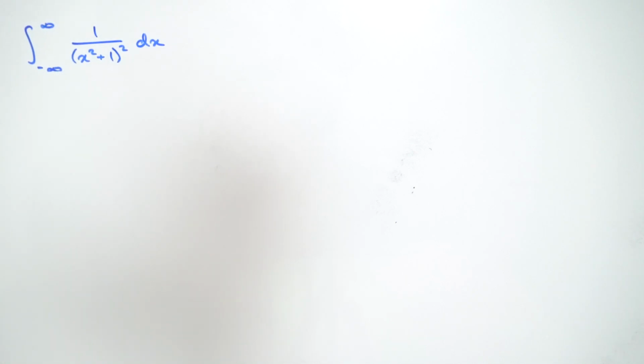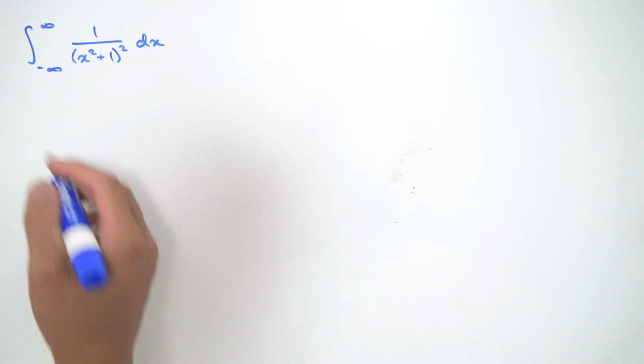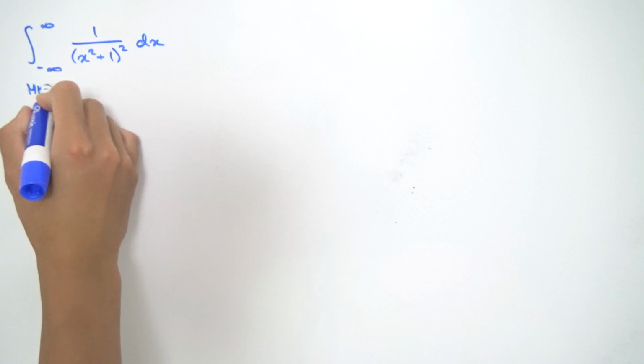Greetings everybody, and today I'm going to be presenting 3 different ways to evaluate this improper integral. That's the integral from minus infinity to infinity of 1 over (x squared plus 1), the whole thing squared. So let's just jump straight into method 1.